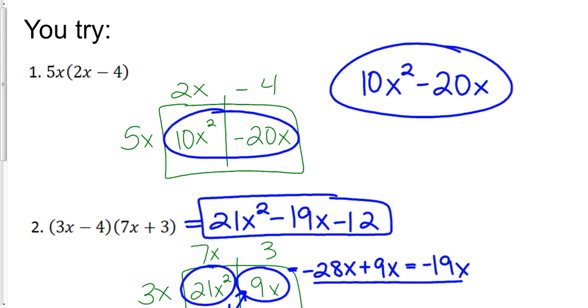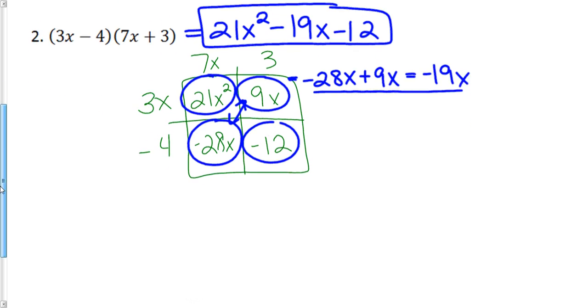Here we go. Number 1, we have the 5x down the side, the 2x minus 4 across the top. Drew the line to separate the 2x and the negative 4. Multiplying gives us a 10x squared in the first area and a negative 20x in the second. So our final answer would be 10x squared minus 20x.